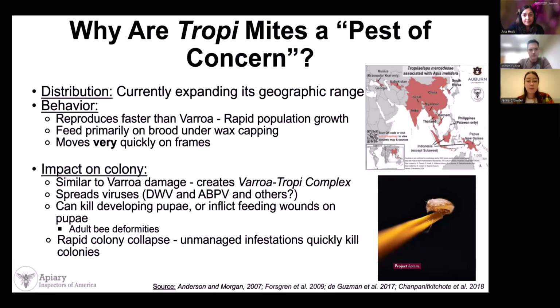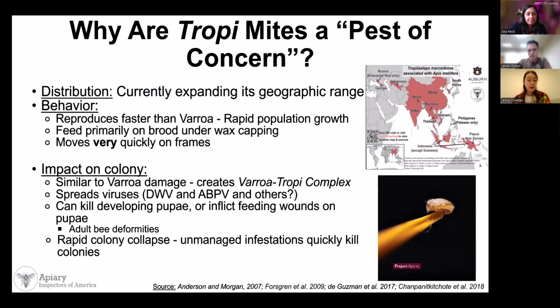It can kill developing pupa while they're under the capping, and simultaneously, it can inflict feeding wounds on the pupa, even if they do make it to adulthood. So you can end up with bees that are stunted in growth. They have wounds on antenna, legs, appendages, the body, and through those feeding wounds, the viruses can be vectored as well. So you can get adult bees with deformities, which is kind of unique to Tropilaelaps. All of this combined can result in rapid colony collapse, and unmanaged infestations can quickly kill colonies.